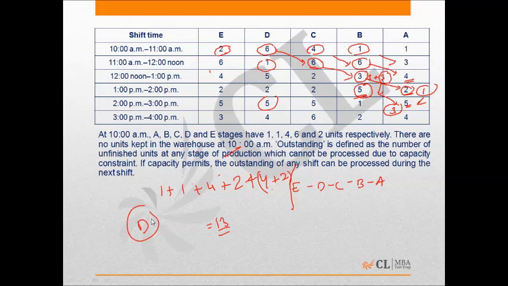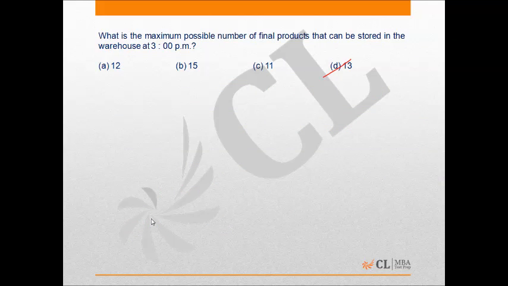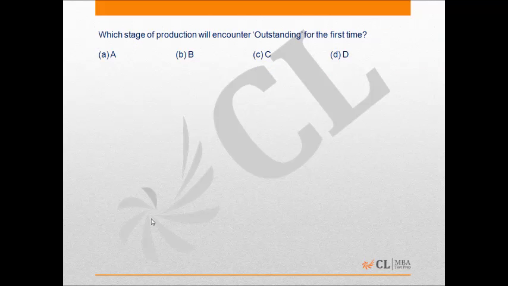So D could be a probable answer if there is no other stage where outstanding takes place between 11 and 12. And if we look at the options, there is no option like D and C or D and B. So from here we can be 100% sure that our answer is D. But just to check whether there is a possibility of outstanding at any other stage at 11, there is not, because when 6 units are transferred from D to E at 11, and the capacity of C is 6, there won't be any outstanding. Similarly we can check for stages B and A as well, and we won't get any outstanding at 11. So D is the stage which encounters outstanding first.